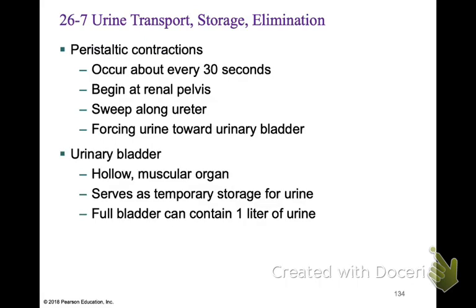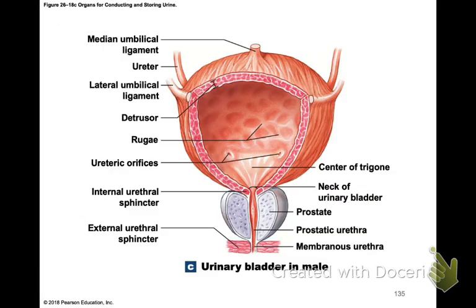Peristalsis occurs, it says here, about every 30 seconds. You can't feel it. It's just that as urine accumulates in the renal pelvis, it stretches it, and that triggers peristalsis. So that propels it all the way into the urinary bladder. The urinary bladder can contain, it says here, up to 1 liter of urine. I'm sure that depends on how old you are, whether you're pregnant or not, and other factors. Some people just have better urinary retention than others.